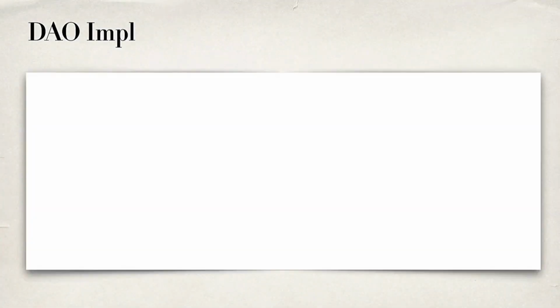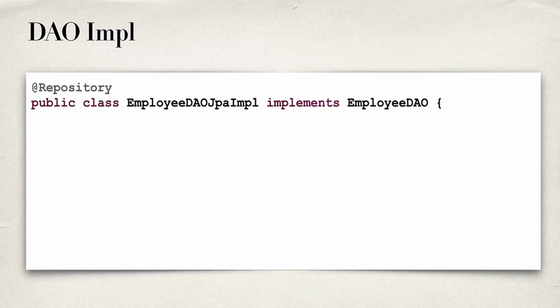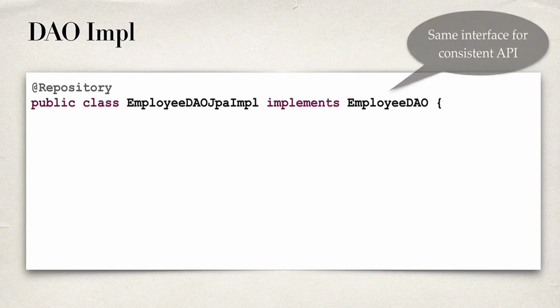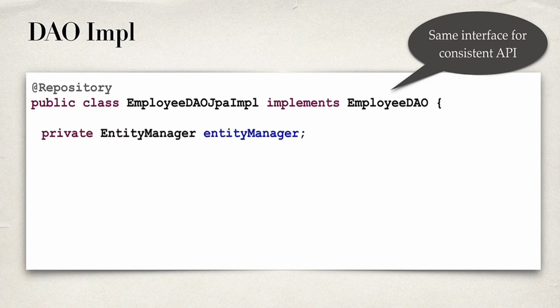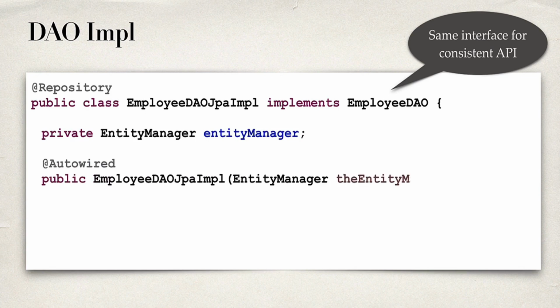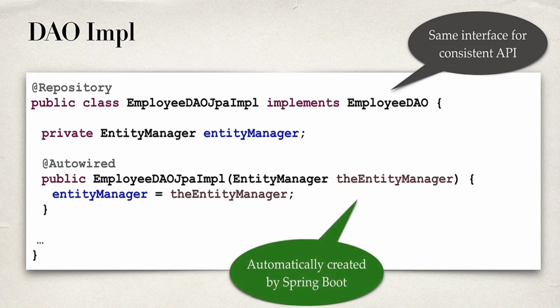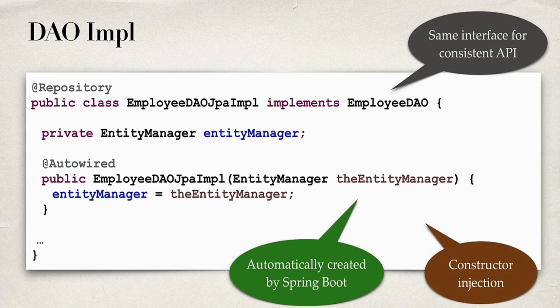All right, so let's go ahead and look at a DAO implementation. I'll create this EmployeeDAOJPAImpl, which implements the EmployeeDAO interface. I'm using the same interface so we have a consistent API. I'll make use of our field here, private EntityManager, and then I'll set up a constructor here. Remember that the entity manager is automatically created by Spring Boot, and this is just an example of making use of constructor injection for that entity manager.